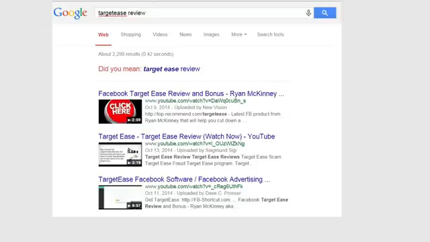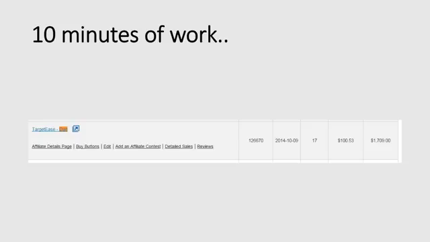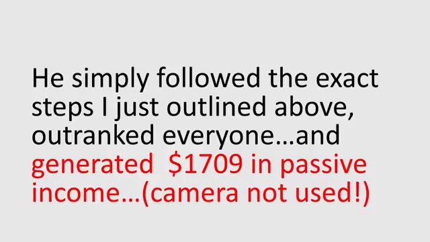Because he did exactly what I said to do in this training, and Google made his the most relevant versus the other two guys who are not customers of mine, who have not taken the same training. And here's his actual results for 10 minutes of work. This is inside of his affiliate account from the vendor side, $1,709. Okay, 10 minutes of work. He simply followed the exact steps I just outlined above, outranked everyone, generated a $1,709 passive income.